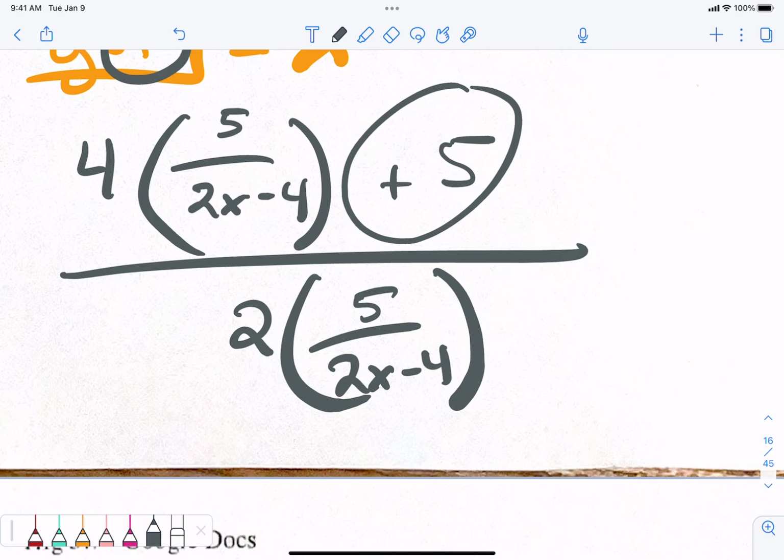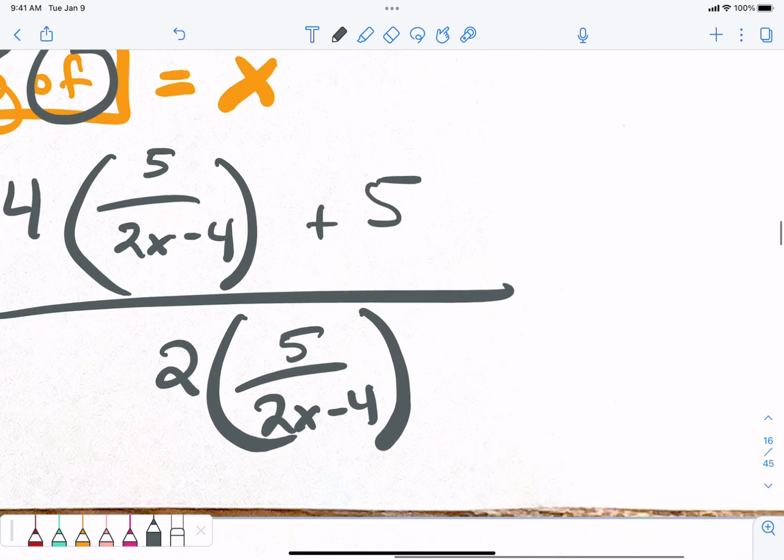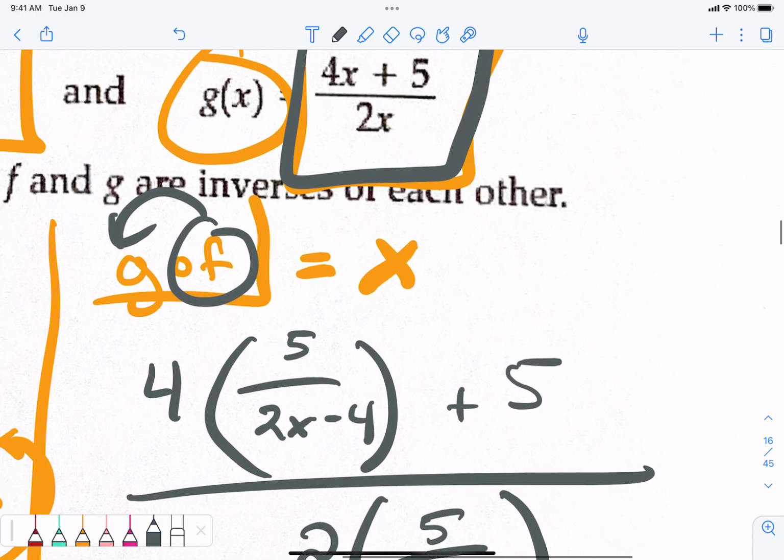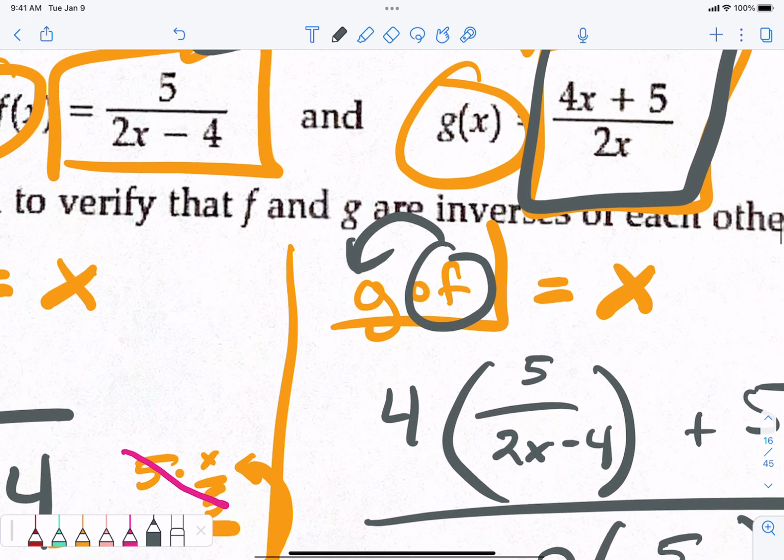It'd be easier to go the other way because that only has one x. What are you talking about? Can you reduce the two sides? Plug 4x plus 5, 2x into 5, 2x minus 4, because that only has one x and the other one has 2.